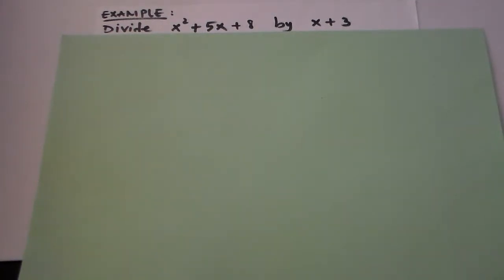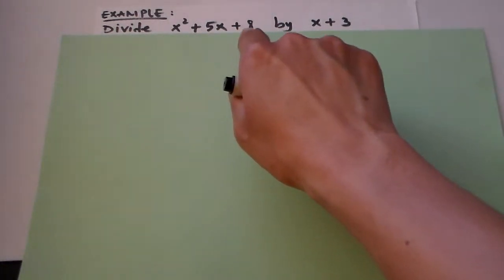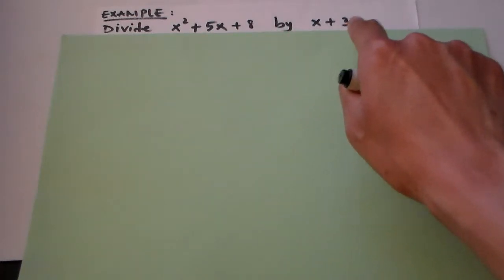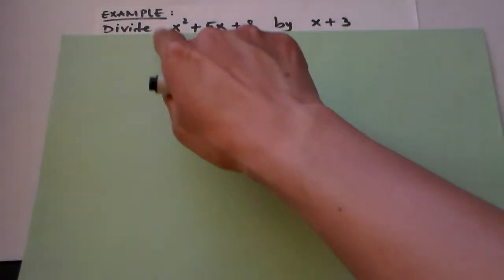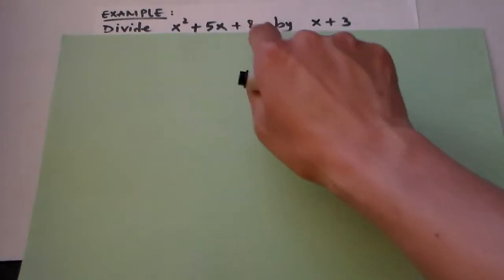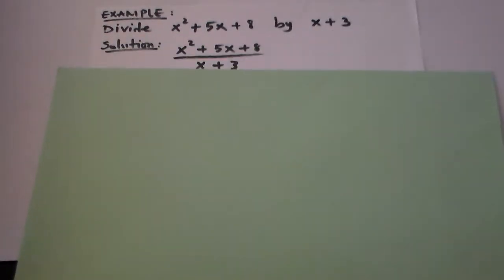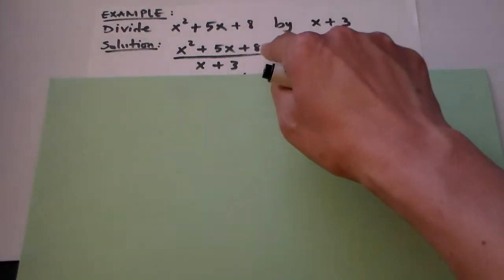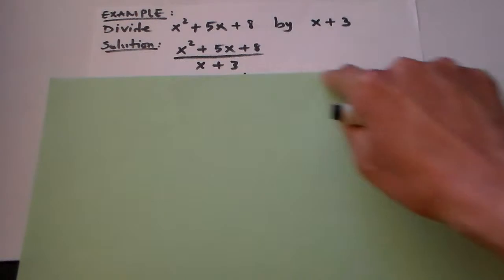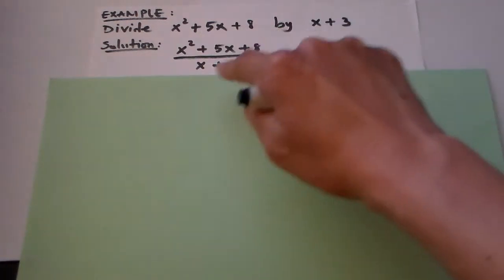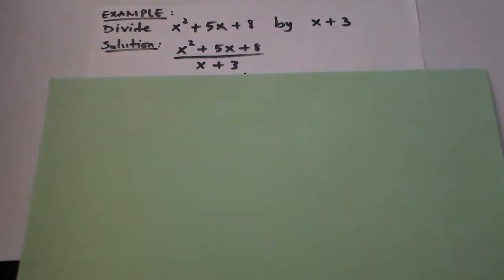For example, divide x squared plus 5x plus 8 by x plus 3. So the first expression is the numerator, the second expression is the denominator. Translate this statement to one fraction, we get x squared plus 5x plus 8 on top, divided by a division bar, x plus 3 at the bottom, or denominator.